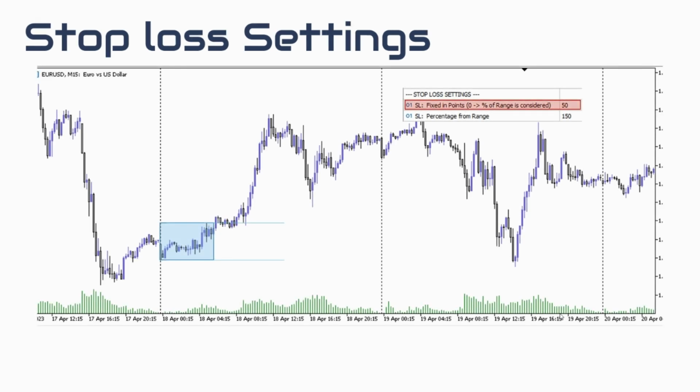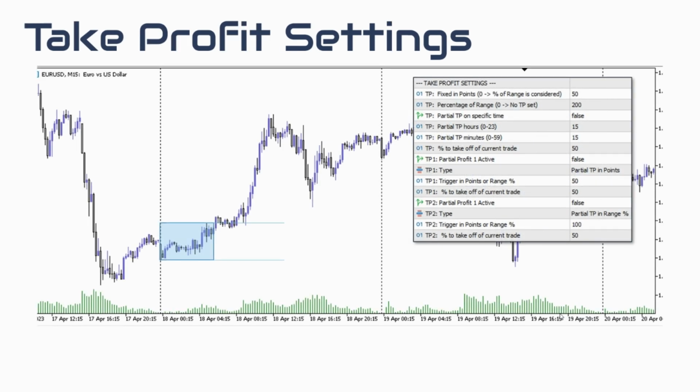Stop loss can be configured using fixed points amount or a percentage of the range. This will allow flexibility based on the range size and the instrument's current volatility. Take profit follows the same idea, where you set it as fixed points or a percentage of the current formed range.